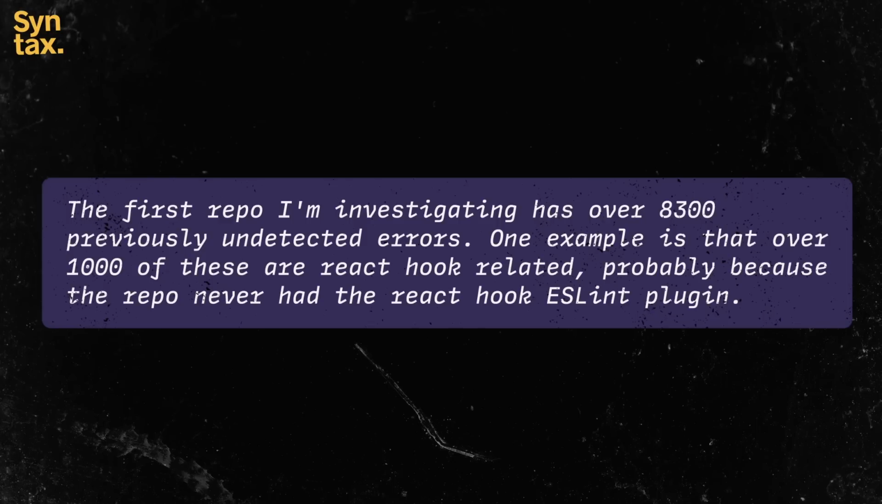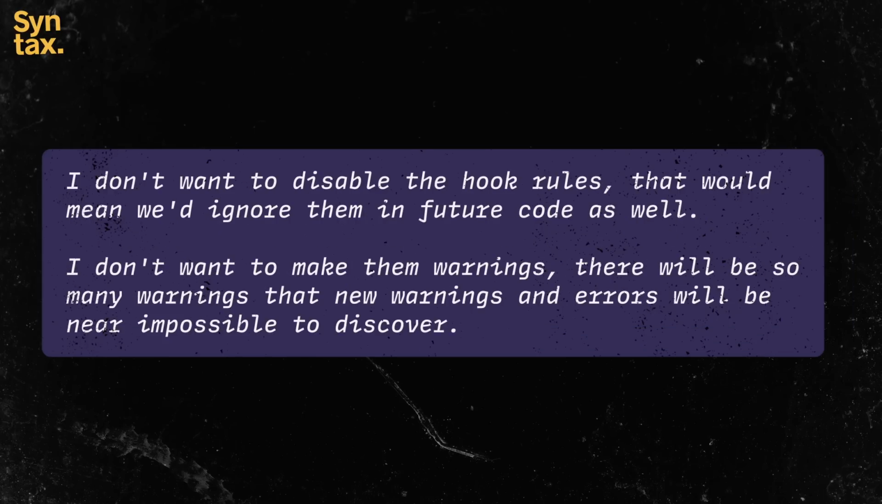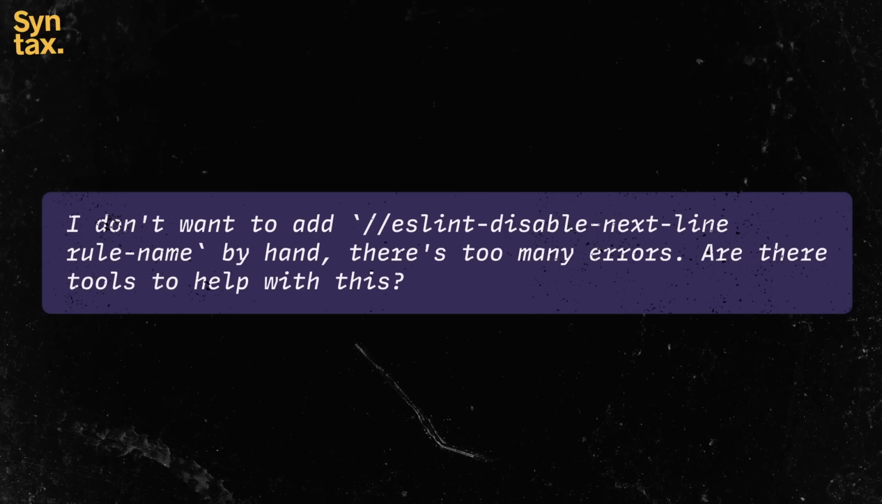That's so many. One example is that over 1,000 of these are React hook related, probably because our repo never had the React hook ESLint plugin. I don't want to disable the hook rules, but that would mean we'd ignore them in future code as well. I don't want to make them warnings because there'd be so many warnings that new warnings and errors would be impossible to discover. That is all good reasoning. I don't want to add ESLint disable next line rule by hand because there's too many errors.